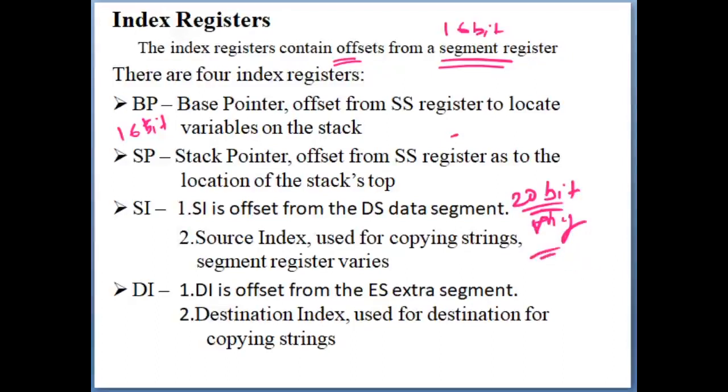For now you have to remember that index registers hold the offset address. Along with the offset address, they also support some different functions. Let's start with the BP. What is base pointer? BP stands for base pointer, and it is the offset of the stack segment. Remember, the stack segment holds the stack base address, and the base pointer holds the offset of the stack segment to determine the location of a variable in the stack. For that purpose, the base pointer is used.